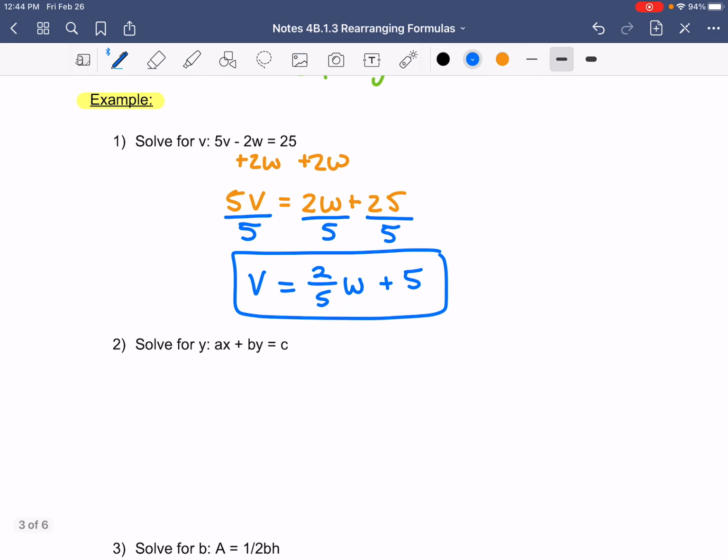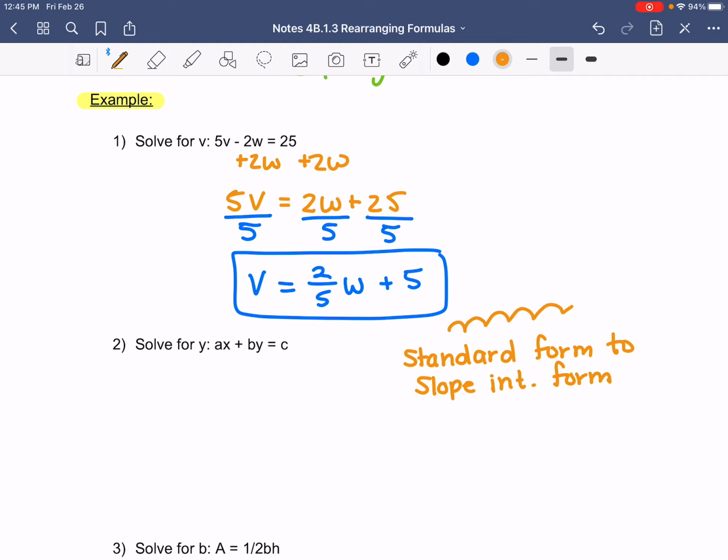All right, number 2 says solve for y, ax plus by equals c. This right here, this problem is going from standard form to slope-intercept form. So this is like a good skill to be able to have. So we're going to start off with solving for y. It's very similar to the last problem. Okay, we're going to get y by itself. So it's being multiplied by b, and then it's being added with ax. So we're going to subtract ax on the other side.